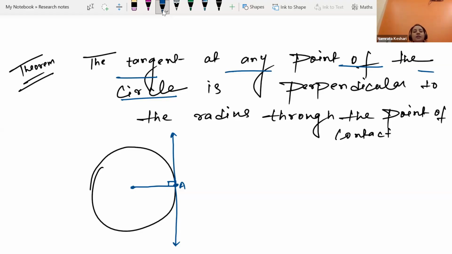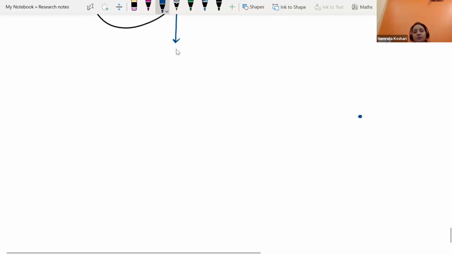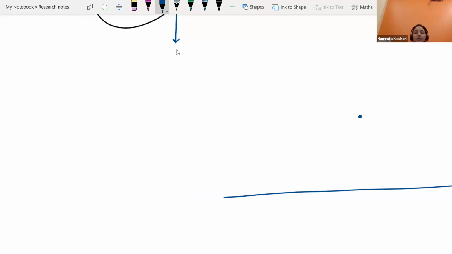Now in this circle, how many radii are there? Infinitely many radii we can draw, but the tangent is perpendicular to that particular radius which passes through the point of contact A. So this radius we are talking about will always be perpendicular. Now think about it. If we have a point and a straight line, and I tell you to find the distance of the point M from the line AB.